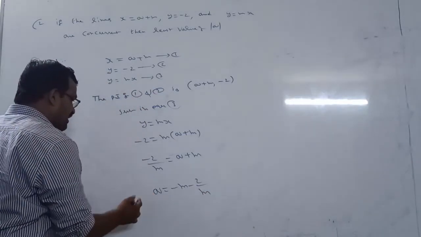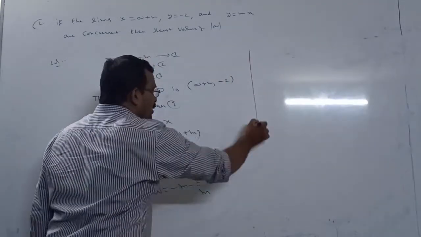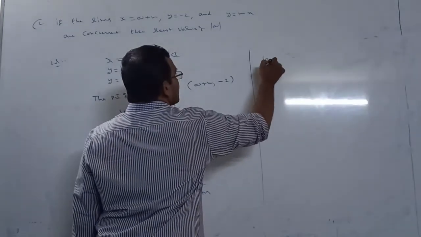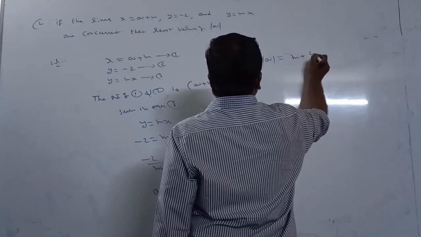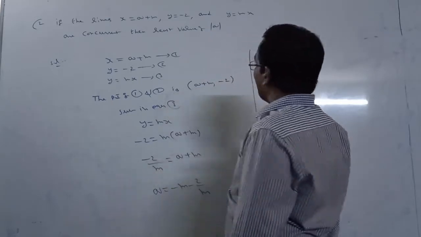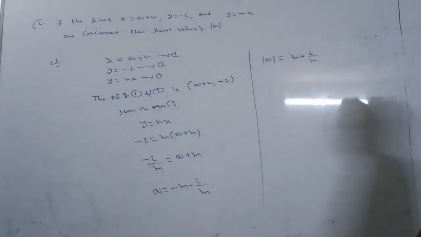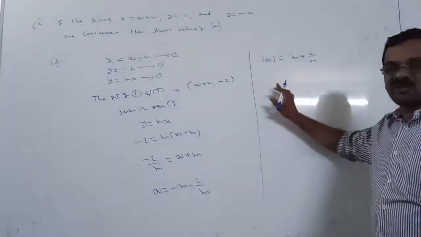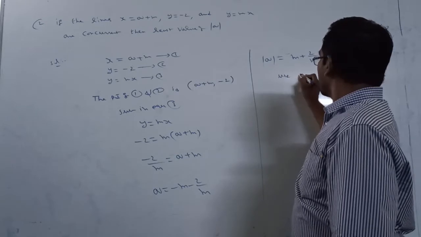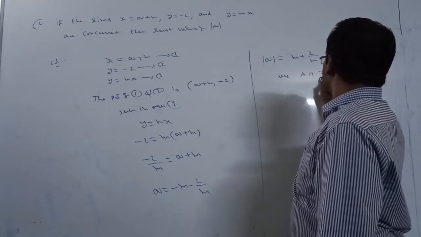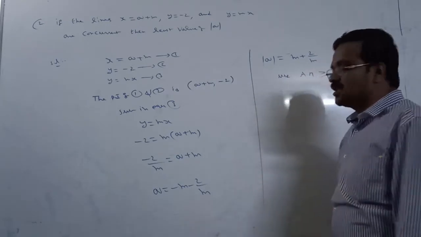So this is plus a. What about modulus a? Modulus of a equals m plus 2 by m. So I got mod a equal to m plus 2 by m. How to find the least value? Use one general concept: AM is greater than or equal to GM.